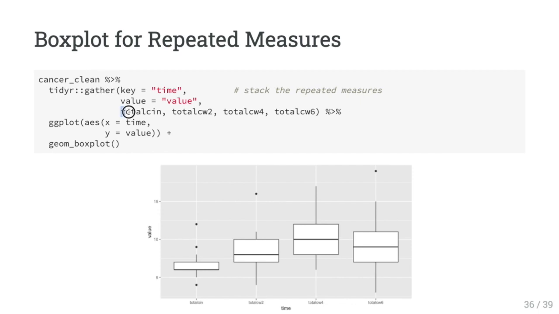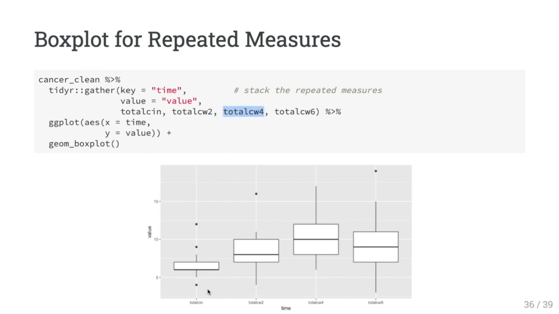Here, all of these are the same measurement, but at different times. This is at intake, week 2, week 4, and week 6. So all we're doing is taking those and combining them so that we have a time variable and a value variable. So time is now the name of the variables: intake, week 2, week 4, week 6. And the value is just going to be whatever value they had for these.